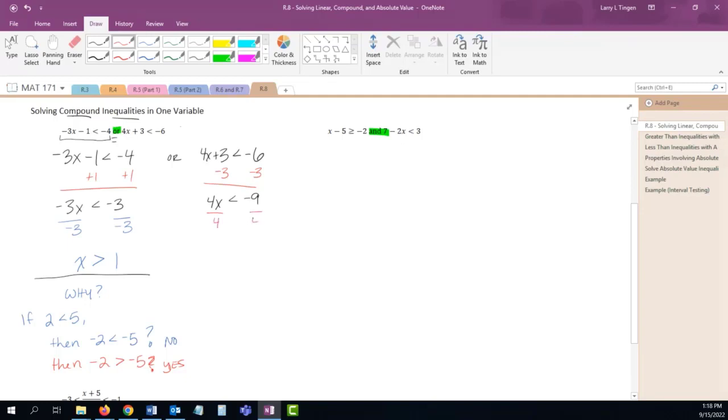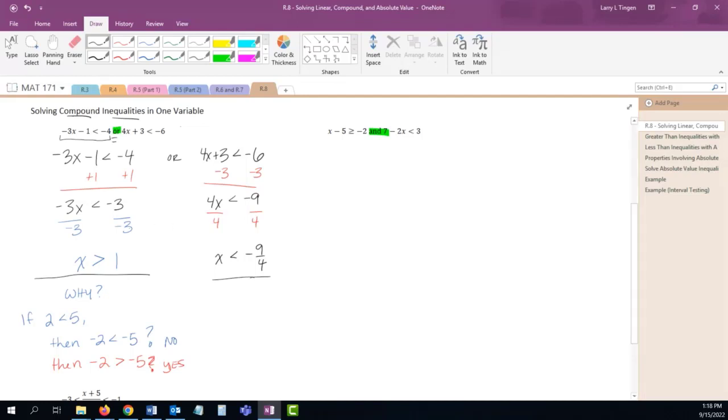And I want x by itself. I'm going to divide both sides by 4. Now, I divided, but I divided by a positive number. If I divide by a positive number, nothing changes with the direction. The inequality stays in the same direction. Even though the number on the right-hand side was negative to start with, that doesn't do anything. It's all about the sign of the number that's being multiplied or divided.